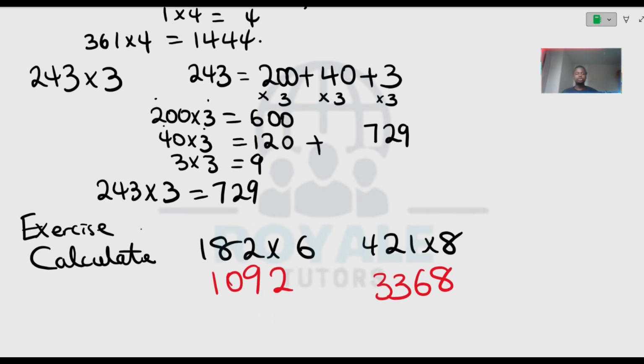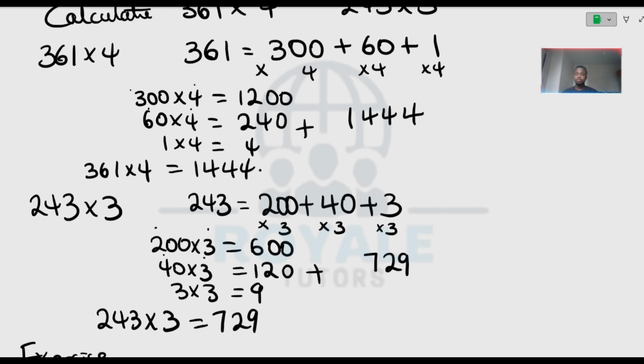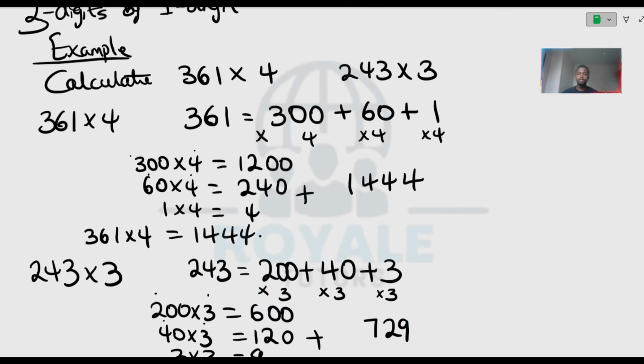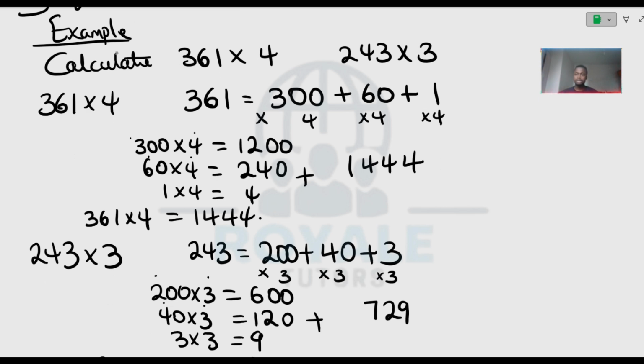So quickly, I will show us how to use the column method for the same set of multiplication. So for the first one, we have 361 times 4. So what you do is 4 times 1 is 4. You do 4 times 6. 4 times 6 is 24. So you write 4 and you keep 2. Then you do 4 times 3. 4 times 3 is 12. And then you add these two to it, makes 14.